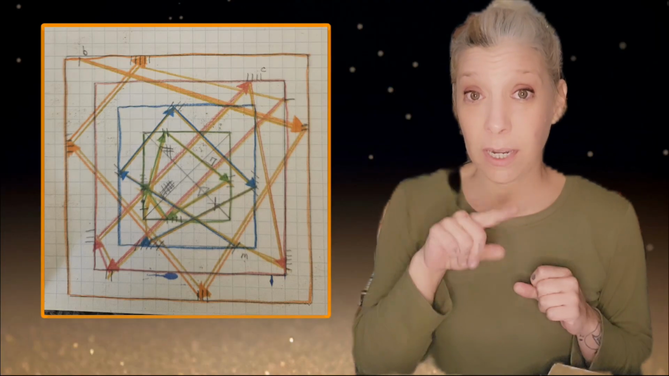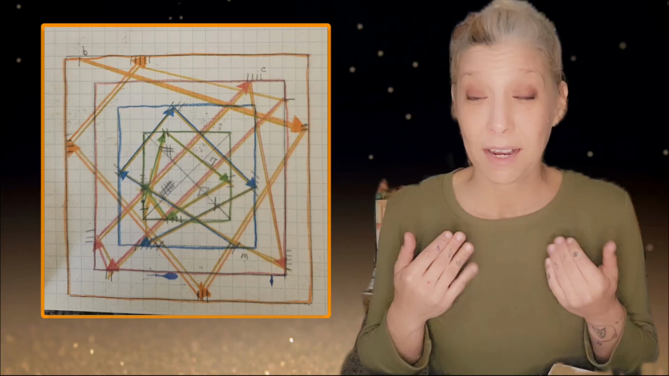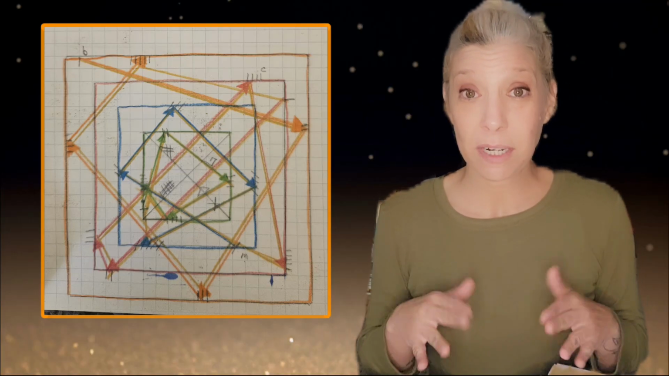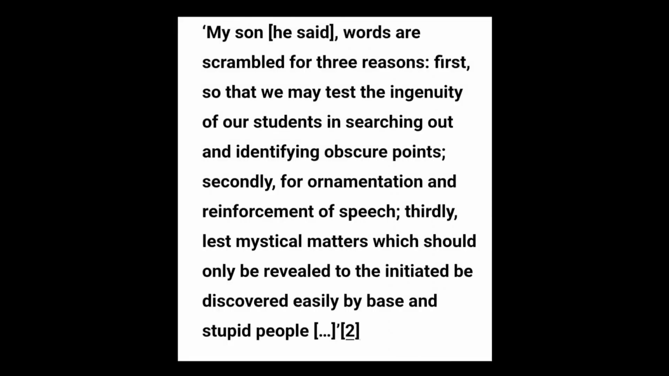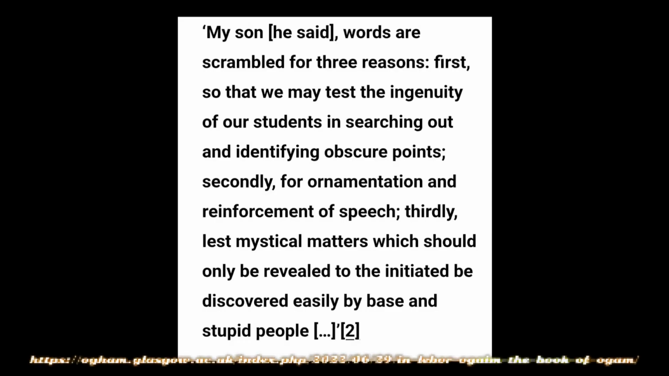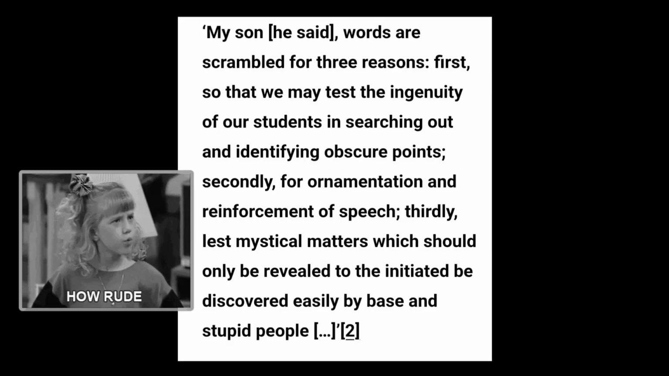What was being insinuated by these lines? When we say insinuate, remember, insinuate comes from sinus, comes from bay, comes from like what is hidden in the bay, right? So it's what is hidden, the hidden words, the hidden meaning behind things. "My son," he said, "the words are scrambled for three reasons. First, so they may test the ingenuity of our students in searching out and identifying obscure points. Secondly, for ornamentation and reinforcement of speech. Thirdly, lest mystical matters which should be only revealed to the initiated be discovered easily by base and stupid people."